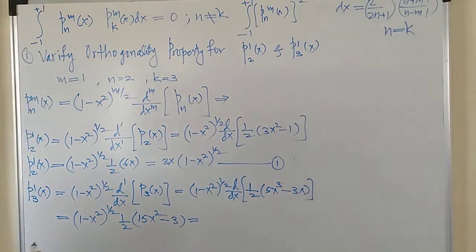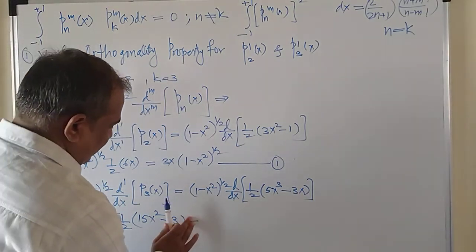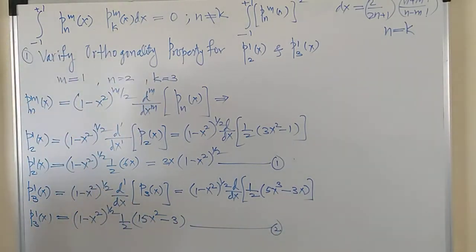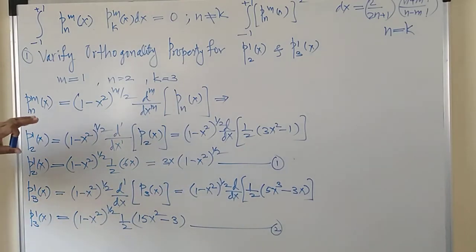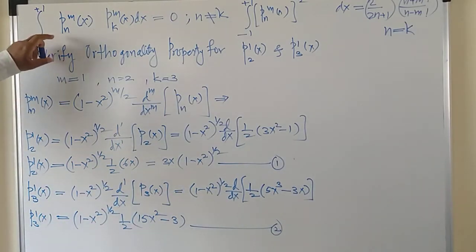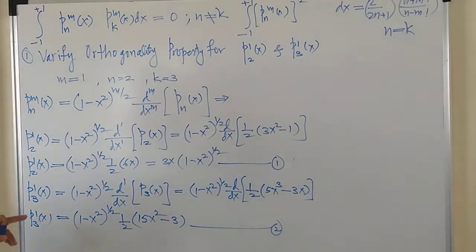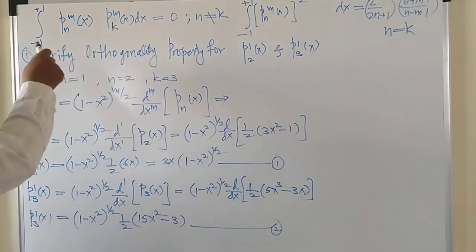Or you need not simplify, you can keep this as it is. So this is P3 1 of x, right? Let us say this is our equation number 2. If we got equation 1 and 2, now use both equations in the orthogonality property, the first orthogonality property, because the second is not for this. N and k are different, so you can't use the second one.